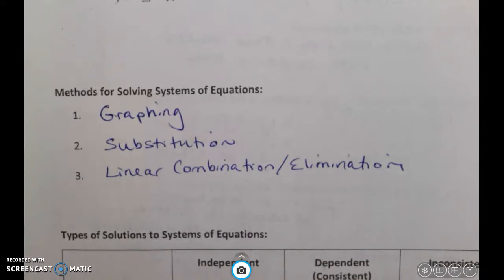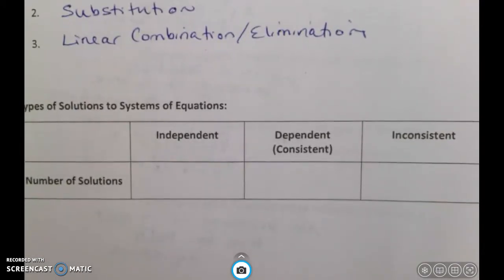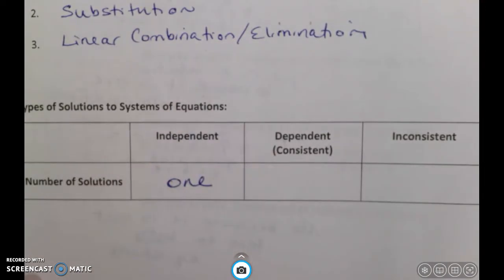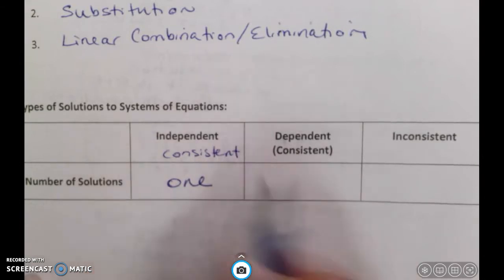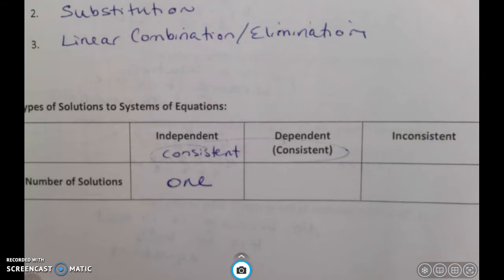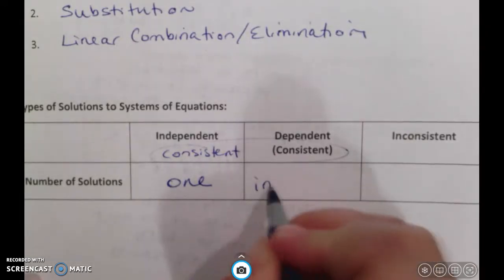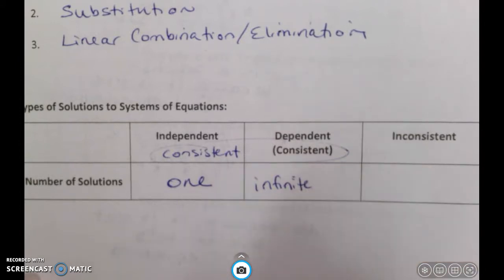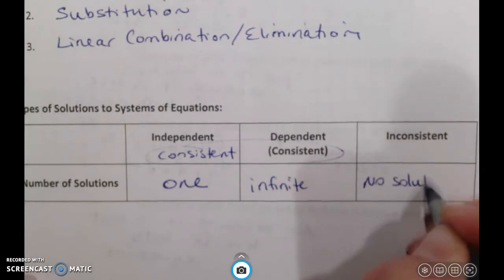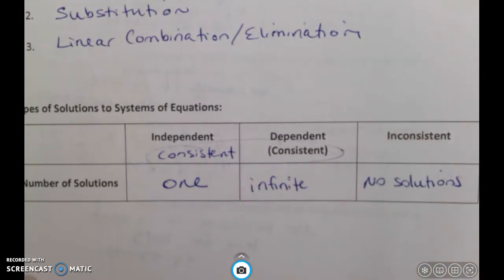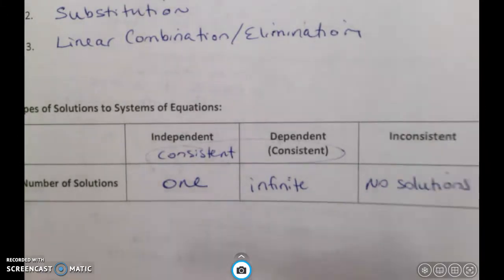When you solve systems of equations, you have 3 outcomes that are possible. You could end up with an independent system, which is when there is only one solution. This is also consistent. Consistent just means that there is a solution. A dependent system means that there is an infinite number of solutions. And an inconsistent system means that there are no solutions. We're going to revisit this in a couple minutes when we look at the graphs. So let's take a look at page 3.